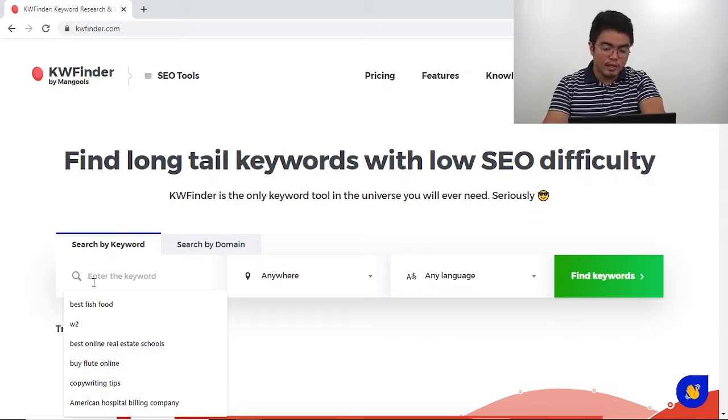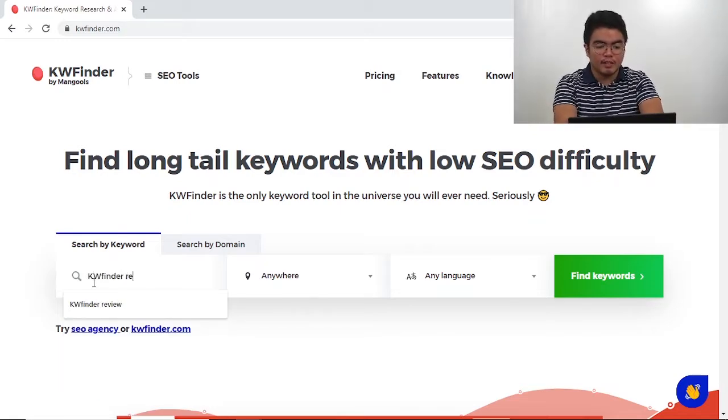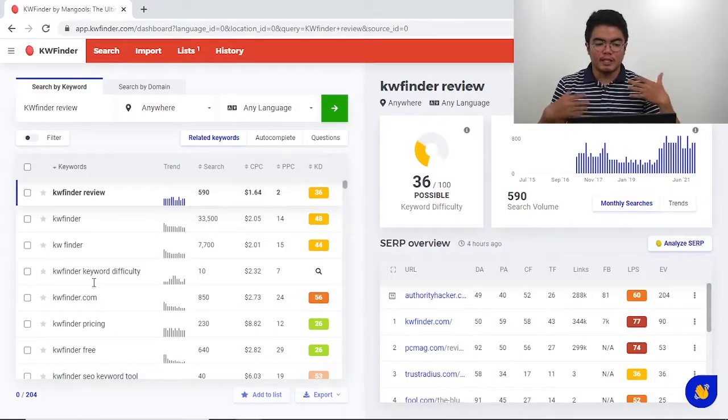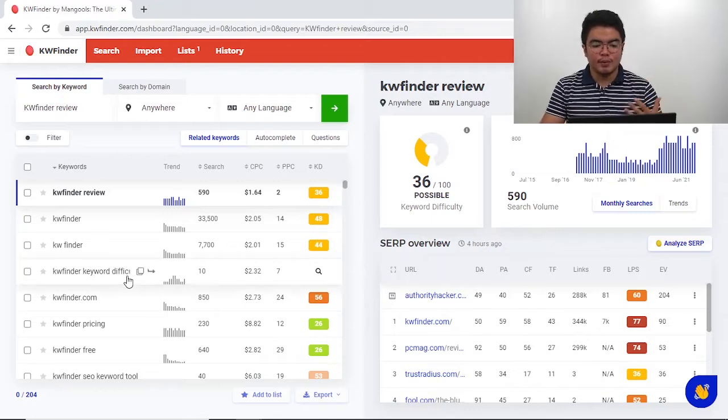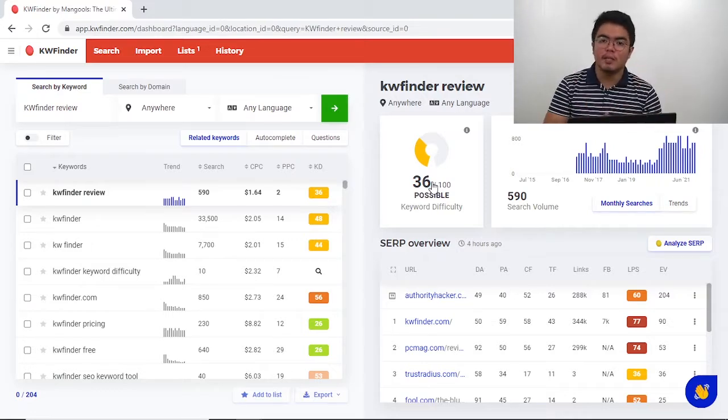Now, let's look at the keyword KW Finder review. And we can see here that KW Finder review gets a decent amount of traffic. It's 590, and the keyword difficulty is at 36. Now, if you have a new site, it's a good idea to get keywords that are below 40 KD. This is because anything above 40 KD might be a little too difficult for your site to rank for already.